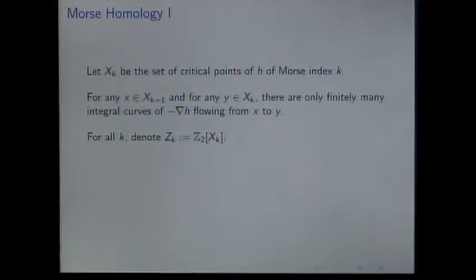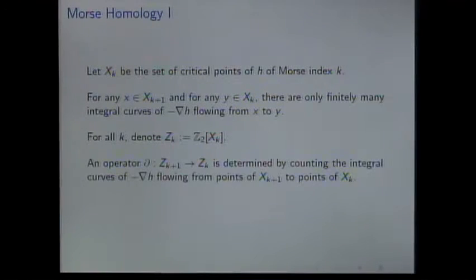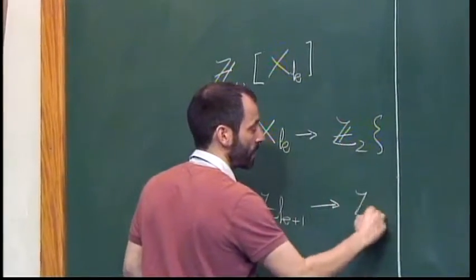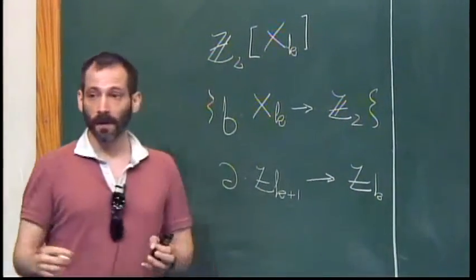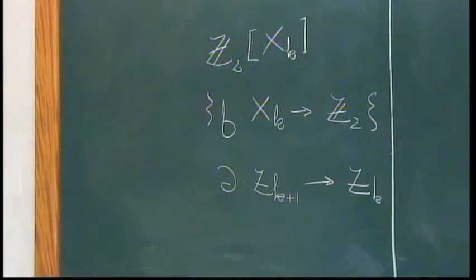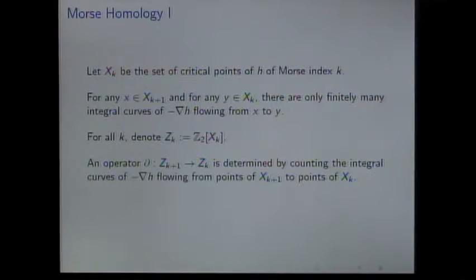Now, the point is that you can define an operator d, and this operator d sends zk plus 1 into zk. Now, I don't want to spend too much time developing Morse theory. I'm going to assume that most people have a fair idea of what's going on. I want to talk about other things afterwards.